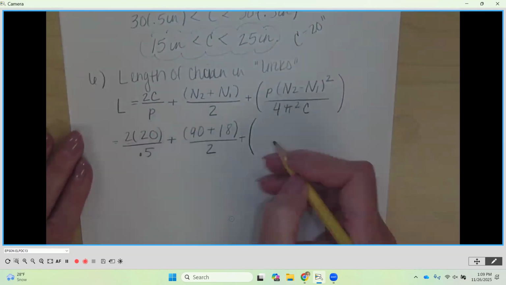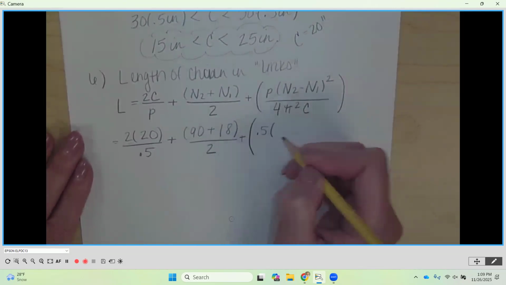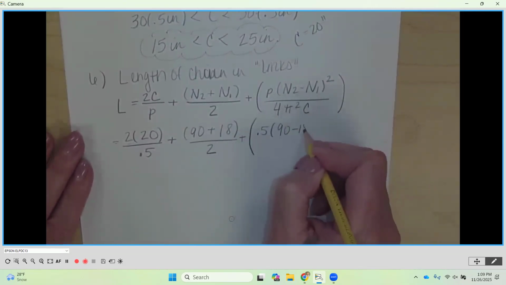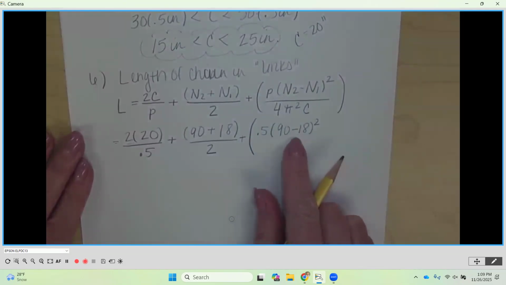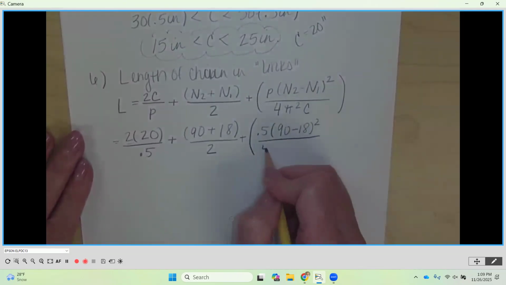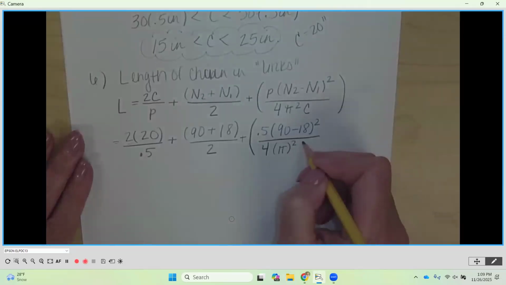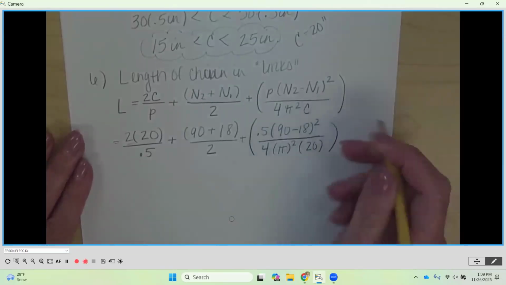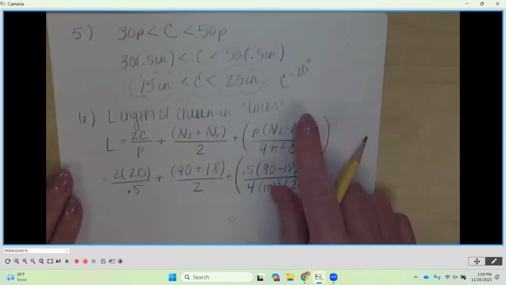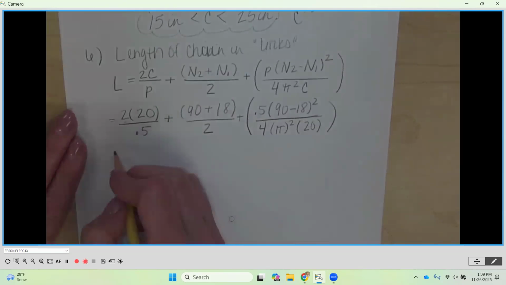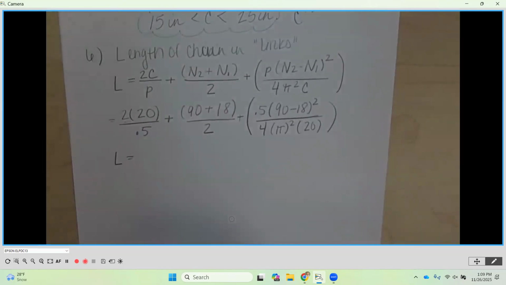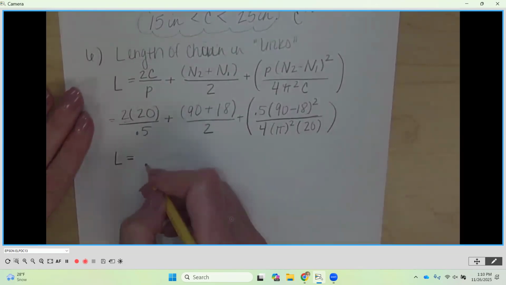Plus, okay, this is going to be our pitch, 0.5 times 90 minus 18, and you got to square that quantity before you multiply it by 0.5, divided by 4 times pi squared times our 20, which is our center distance, okay, from above here. All right. So we should get 137.28, but double check. I'm gonna put that in there. Pretty sure this is a good number.